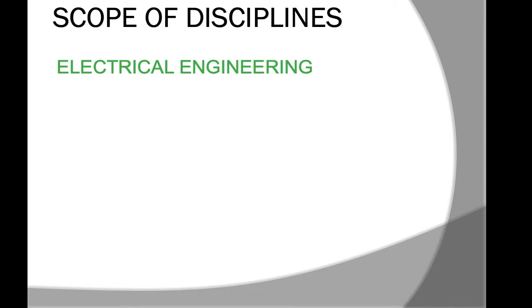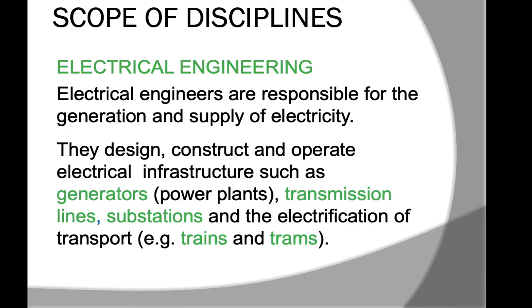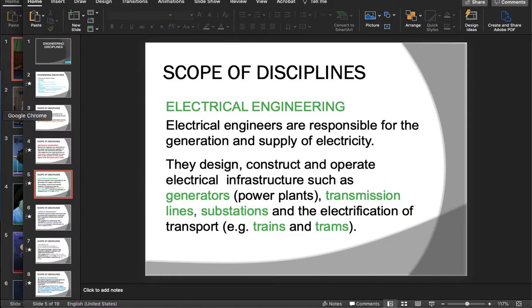Okay, electrical engineers, they make and provide electricity. They design, construct, and operate electrical infrastructure such as generators, power plants, transmission lines. Transmission lines are the big, giant ones that look a bit like three-legged people. I really should have a picture. You know what? How much effort's that going to be? Application of transport, including trains and trams.